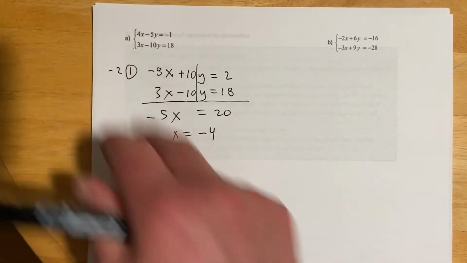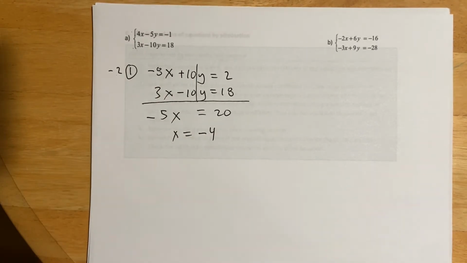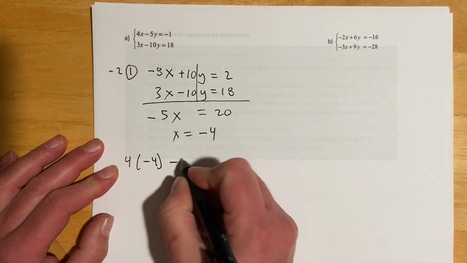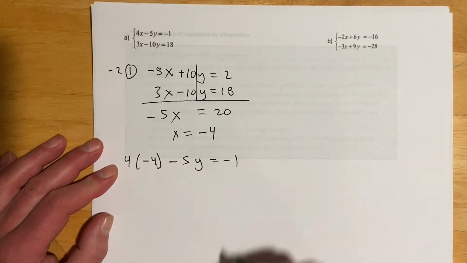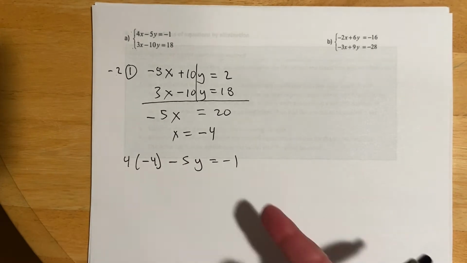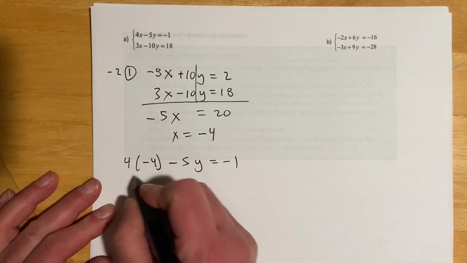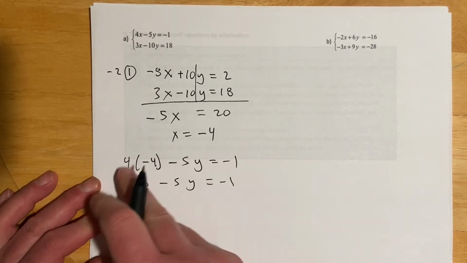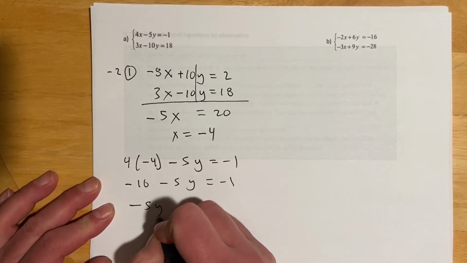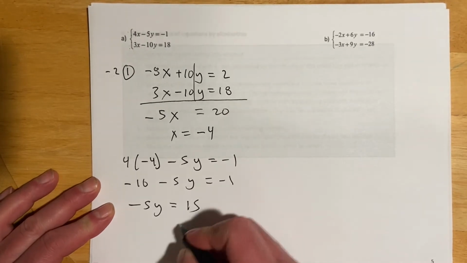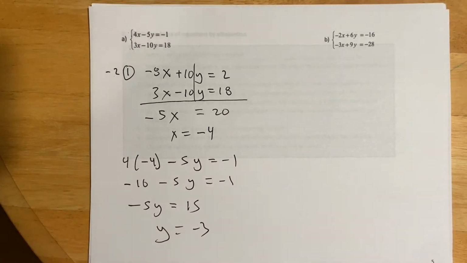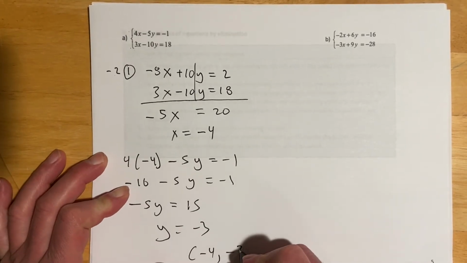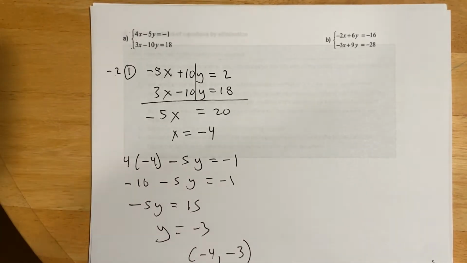And then once we have that, we can just go back to either of those original equations. I'll go with the first one arbitrarily. So 4 times negative 4 minus 5y equals negative 1. And then that allows me to back solve for that second variable. So negative 16 minus 5y equals negative 1. Adding that over, negative 5y equals 15. And y equals negative 3. So the solution set here is negative 4, negative 3.